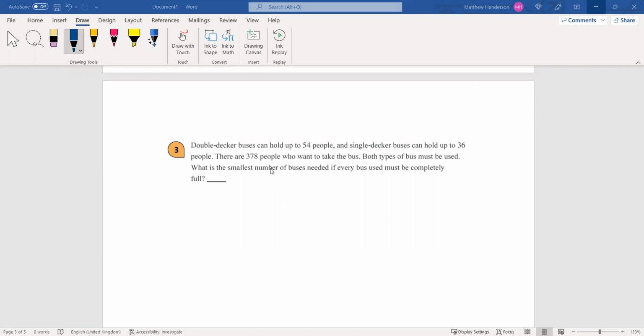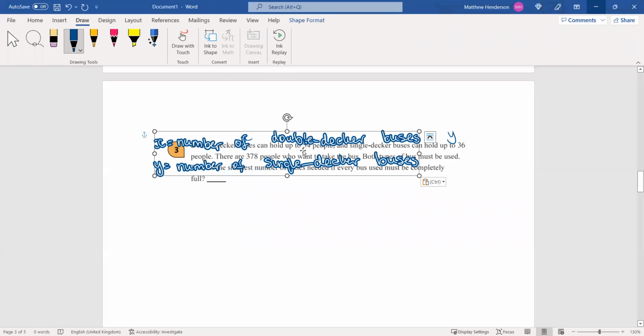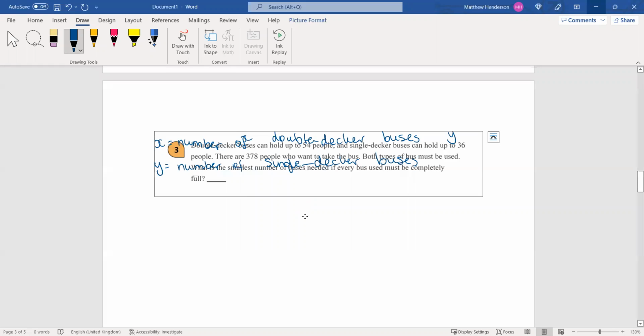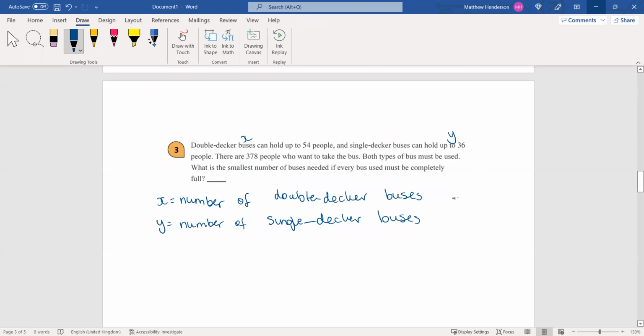Therefore, we've got X and we've got Y. And in total, they're going to add up to 378 people. Okay, so let's first set out our X's and Y's so we know what they mean. Now we can write an equation.